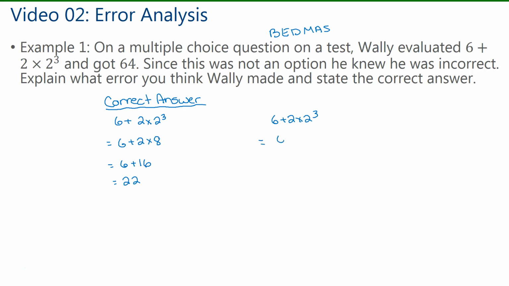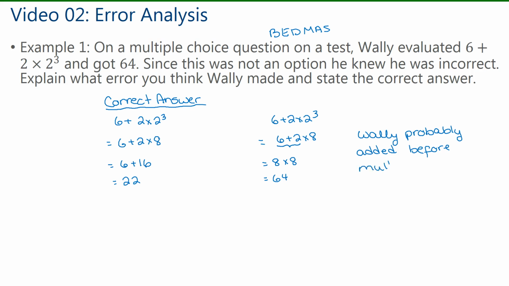So let's say he did do the exponent correctly and said it was 8. But then he added before multiplying. He said 6 plus 2 was 8. And then multiplying that by 8 gives him the 64, like he got. So that may be the mistake that Wally made. So let's say that Wally probably added before multiplying. And that is a common mistake, seeing that the addition comes before the multiplication in the expression.